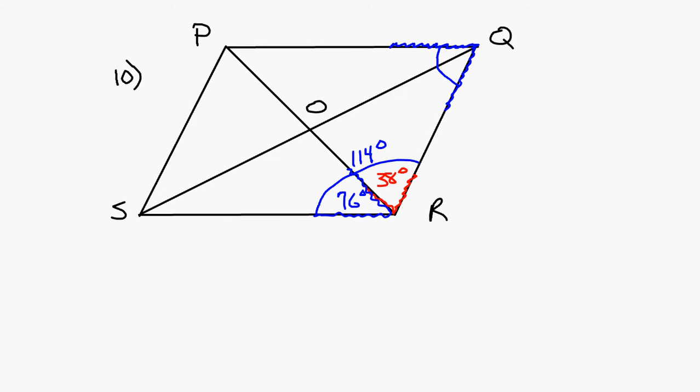We said yesterday that consecutive angles in a parallelogram are supplementary. Supplementary means they add up to 180. So to find this angle up top, you take 180 and you subtract 114 from it. So 180 minus 114 is 66 degrees. This angle up here is 66 degrees. Number 11.